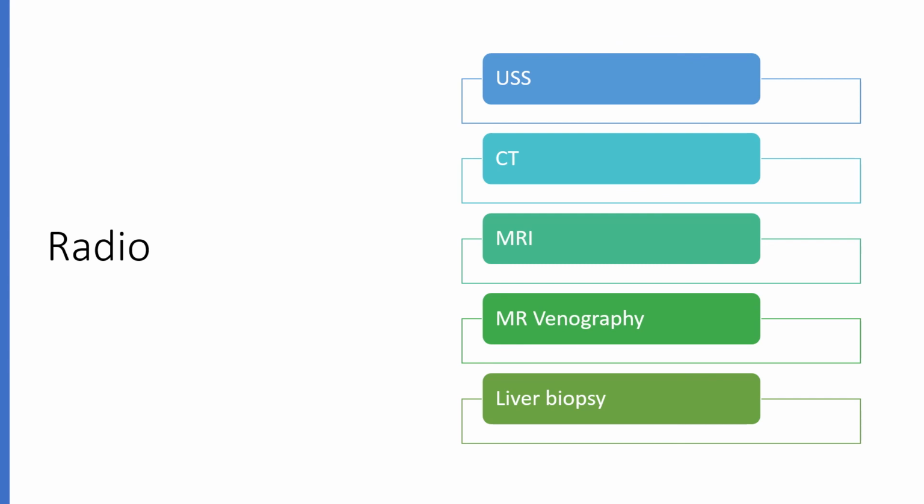So we can start from the cheapest one, and that will be readily available, like ultrasound, then CT scan, magnetic resonance imaging, and if our center is highly sophisticated, we can have magnetic resonance venography. And of course, we have liver biopsy done.